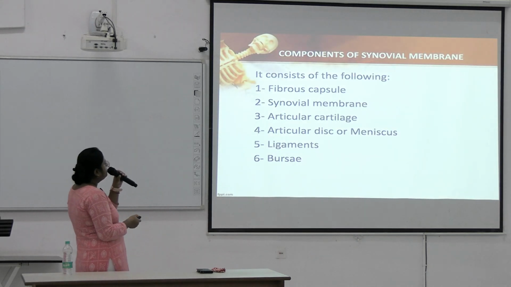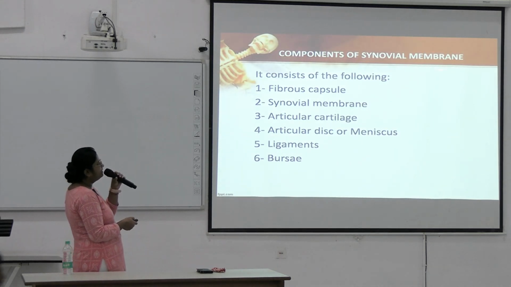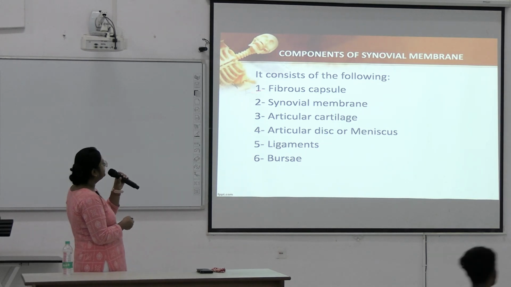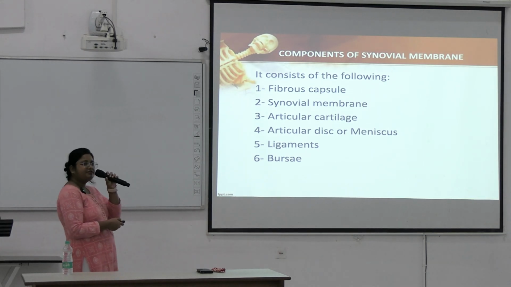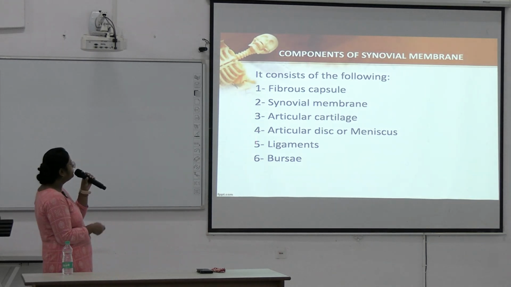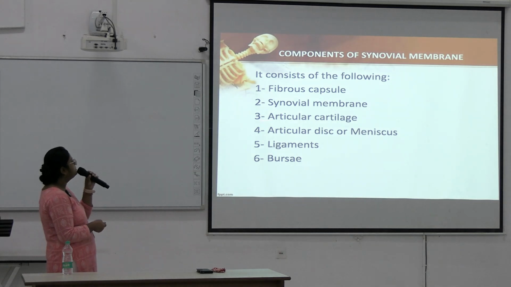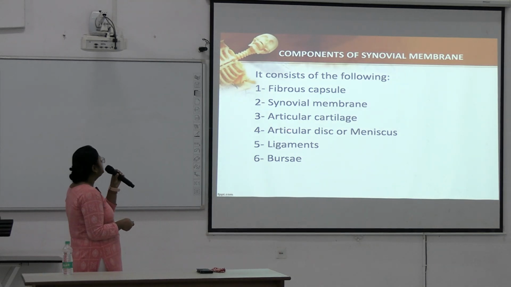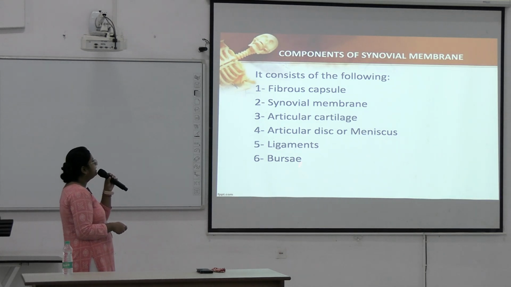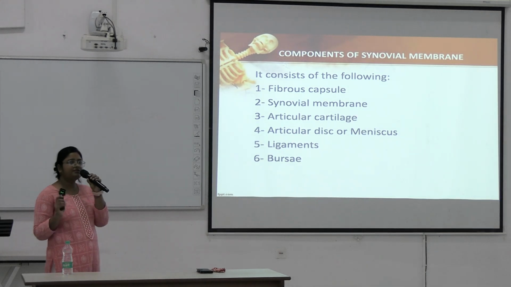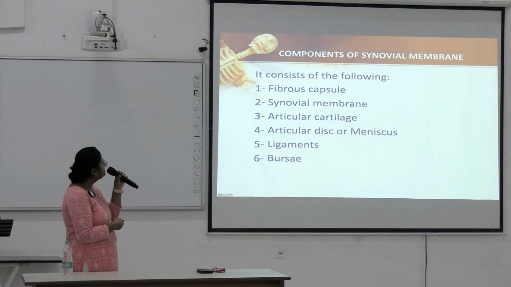Okay, so these are the components of a synovial joint. It consists of the following components: fibrous capsule, synovial membrane, articular cartilage, articular disc or meniscus, ligaments and bursa. These are the components of one synovial joint.